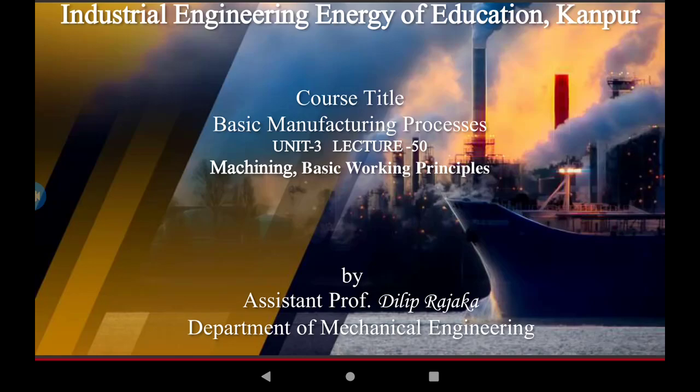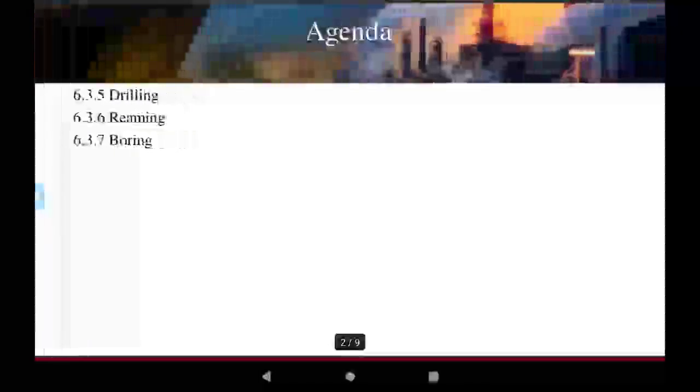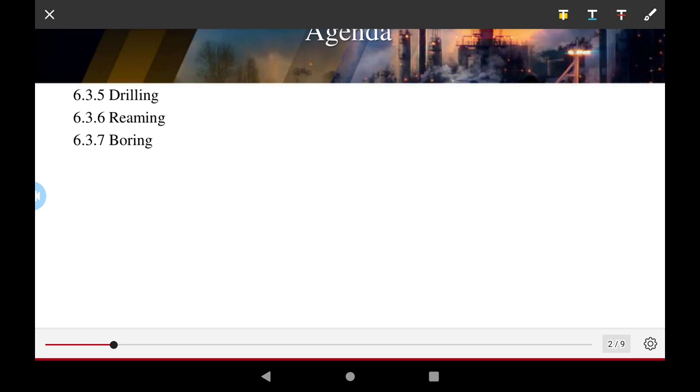This course is Basic Manufacturing Process, unit, lecture 50: machines and basic working principle of machines. Agenda for today: in this video I present some operations: drilling, reaming and boring. These are the machines presented in this video.